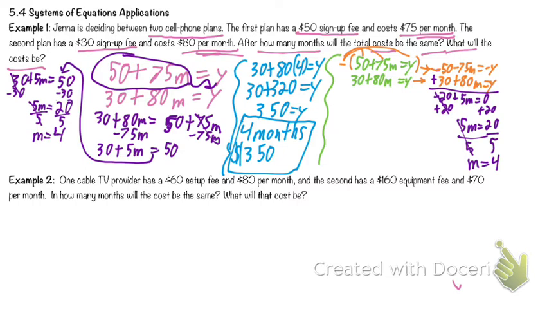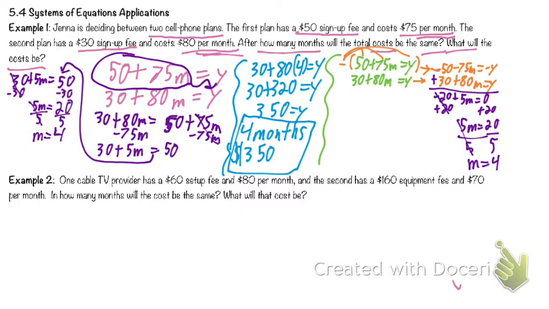Okay, let's look at example 2. One cable TV provider has a $60 setup fee and costs $80 per month. The second has a $160 equipment fee and costs $70 per month. In how many months will the cost be the same, and what will that cost be?